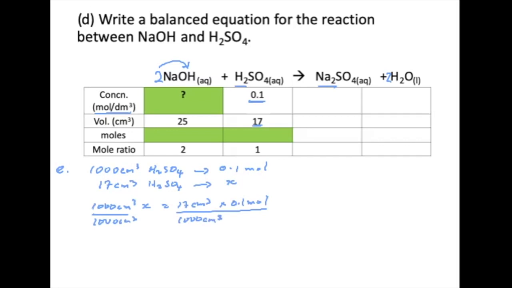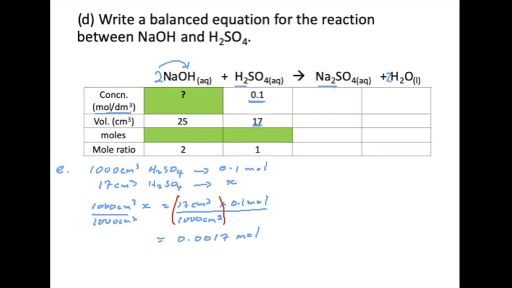And pretty much when we do this, I think division is commutative. When we divide the 17 cm cube by 1000 cm cube, we're in essence converting to dm cube right there. So our answer right here should be 0.0017 moles. So that's the number of moles of sulfuric acid that would have been used.